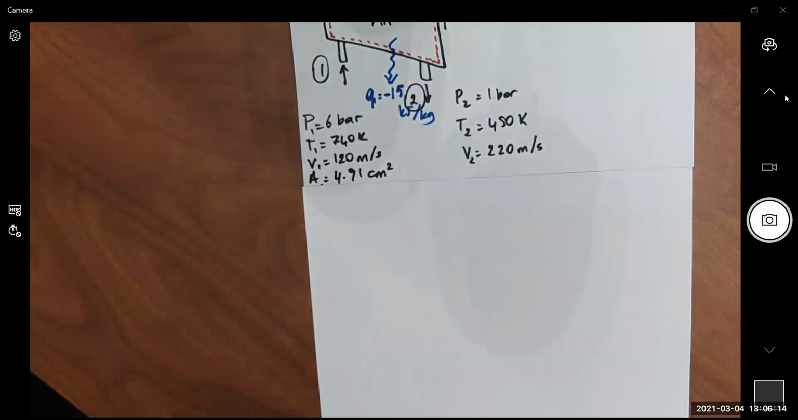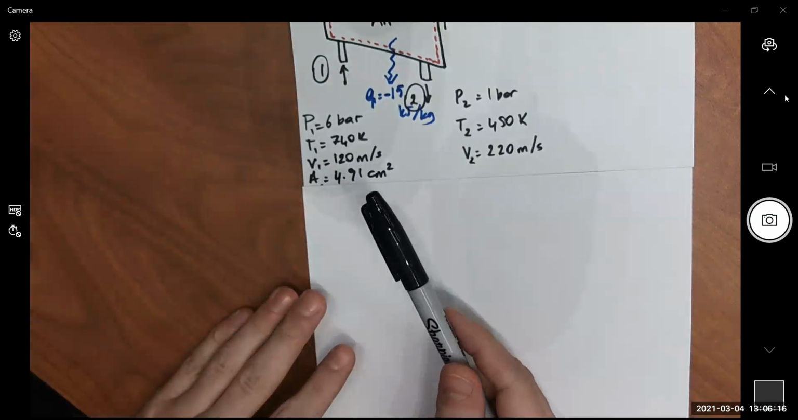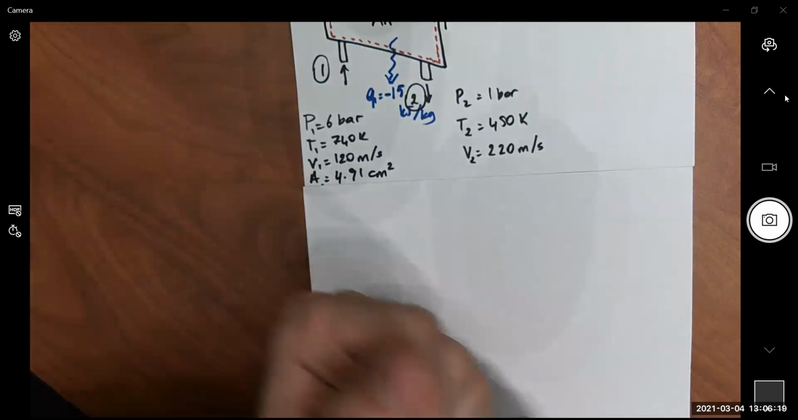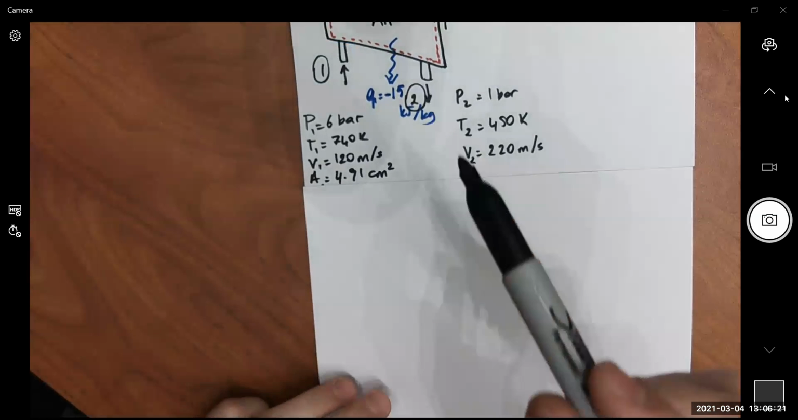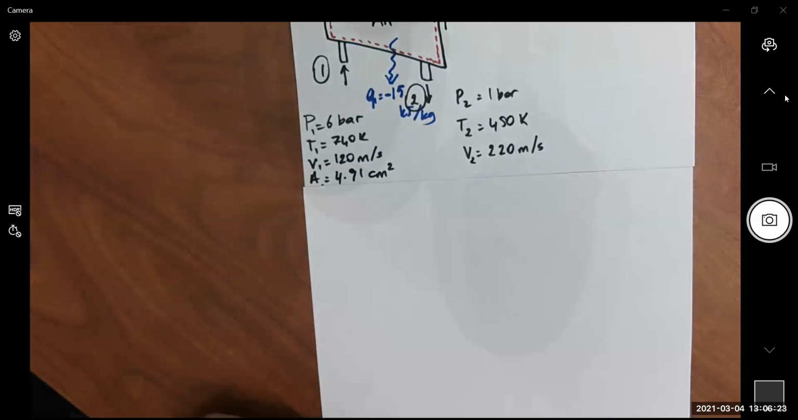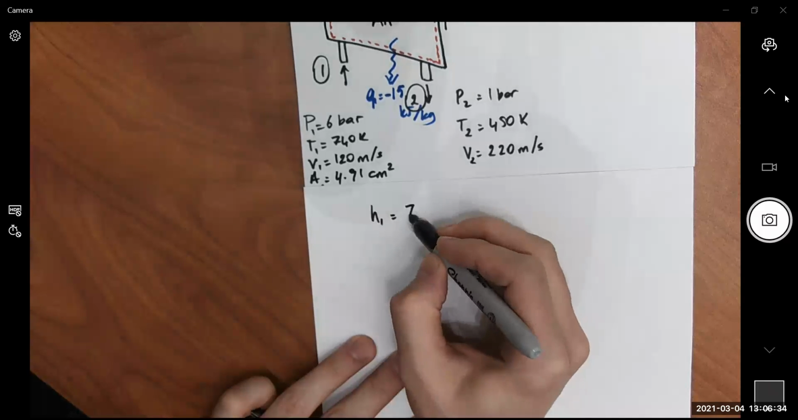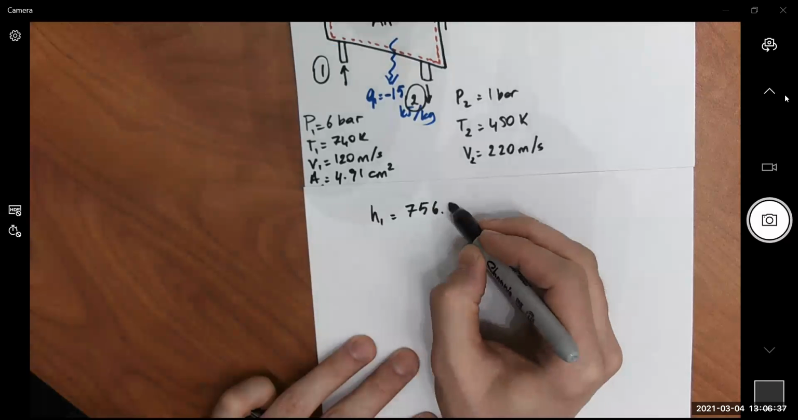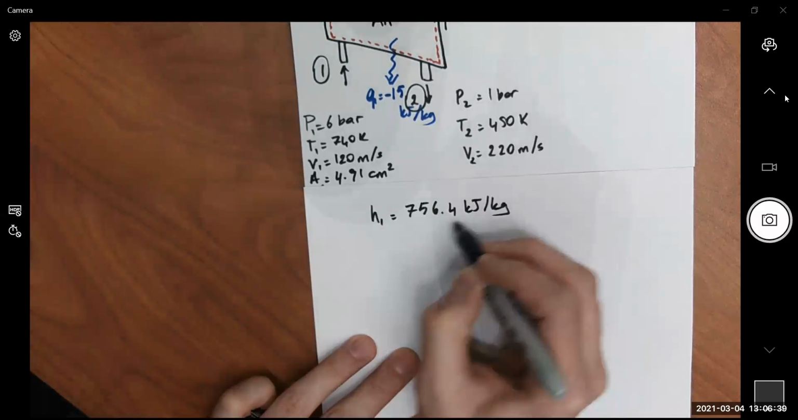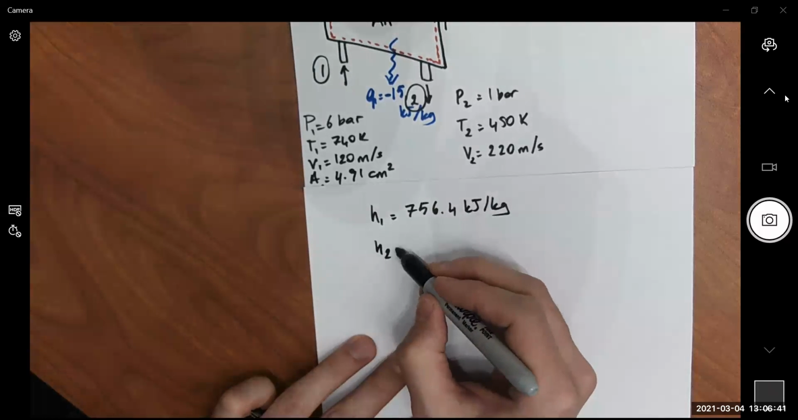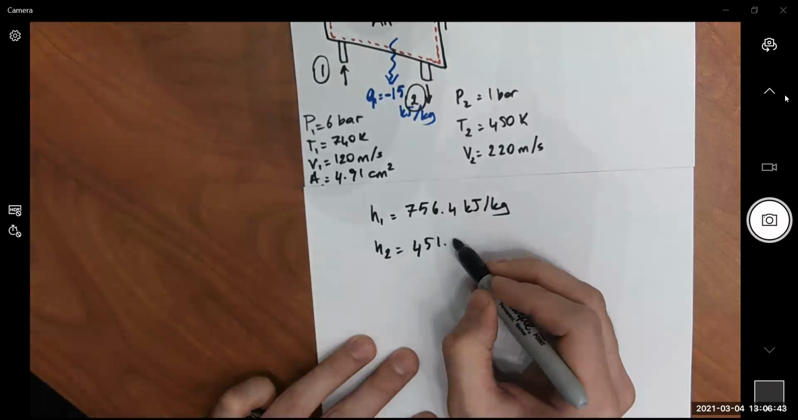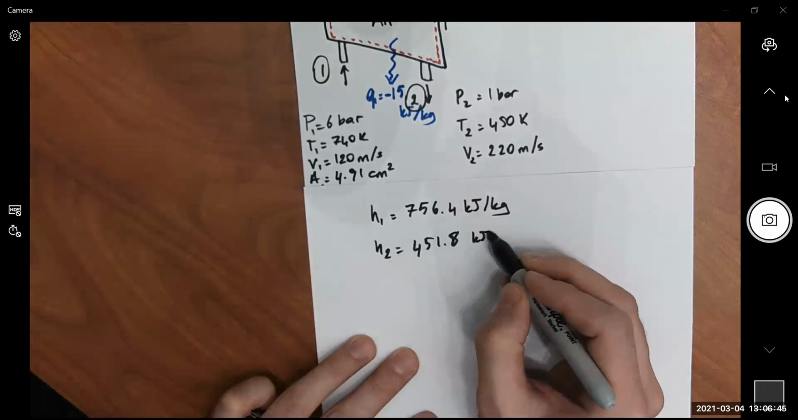Okay. If you go to table A22, that's an air table, ideal gas air table. Based on a temperature, you can find your enthalpy at the inlet and at the outlet. H1 will be 756.4 kilojoules per kilogram, and H2 will be 451.8 kilojoules per kilogram.